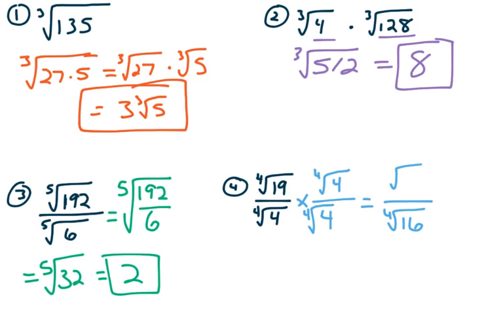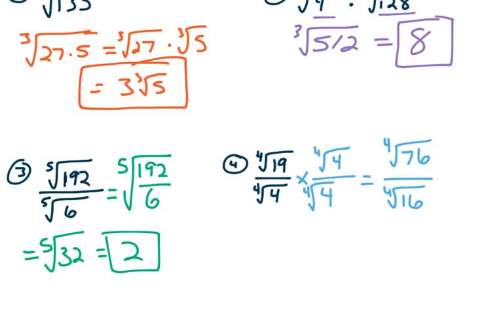19 times 4 is 76. So this becomes the fourth root of 76. Now, we still have radicals in the denominator, but it works out really nicely because 16 is a perfect fourth power. The fourth root of 16 is 2. Now, 76, not a perfect fourth power. It's not divisible by 16, and 81 would be the next one, and that's too big.